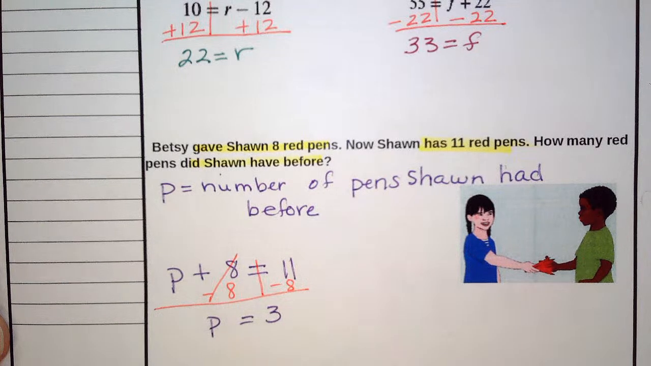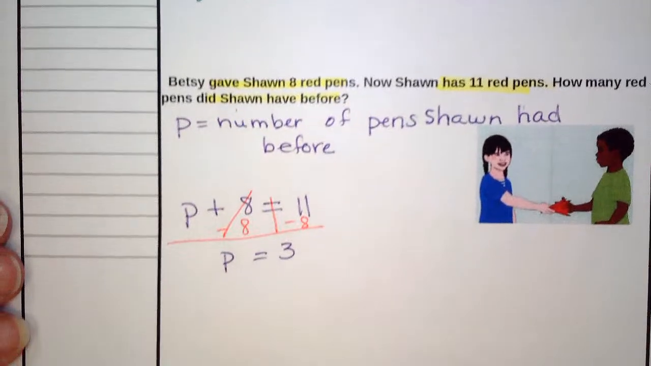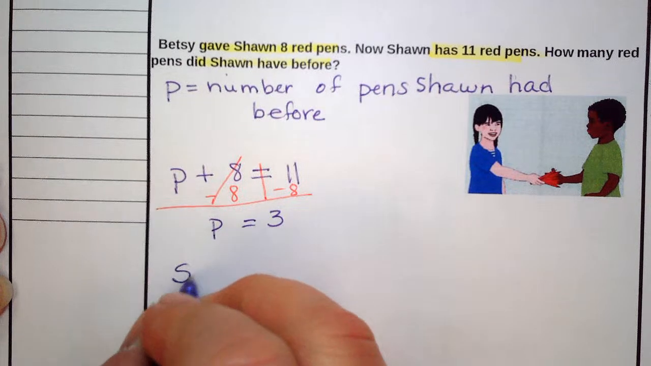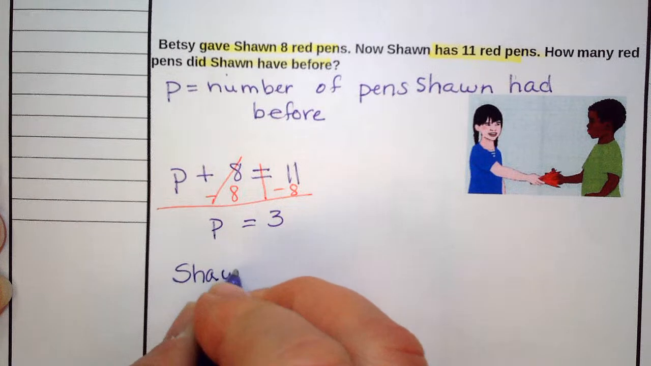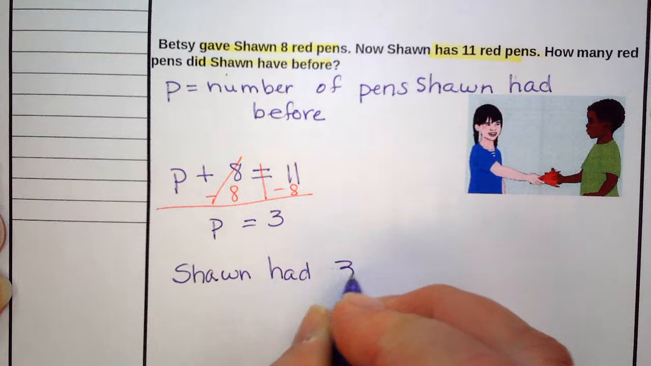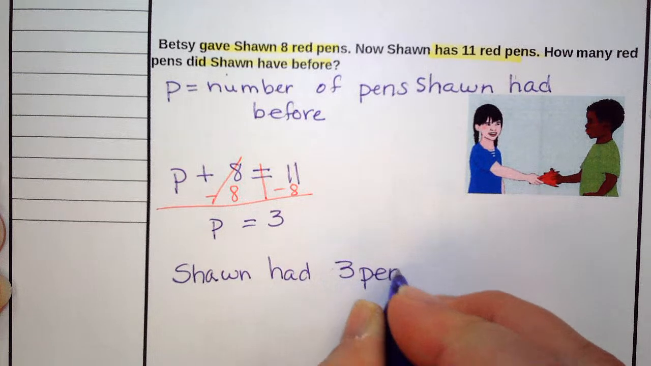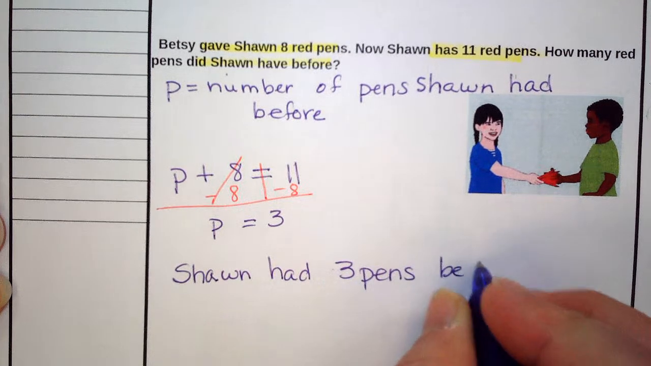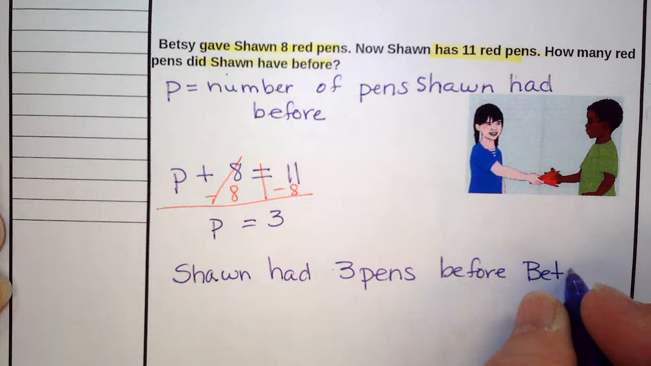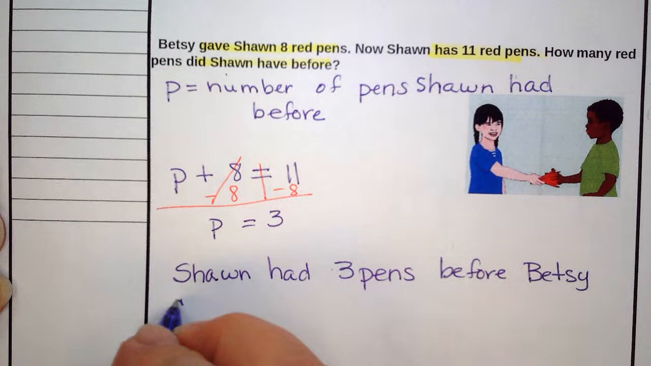But what does that mean? That means that Sean had 3 pens before Betsy gave him 11.